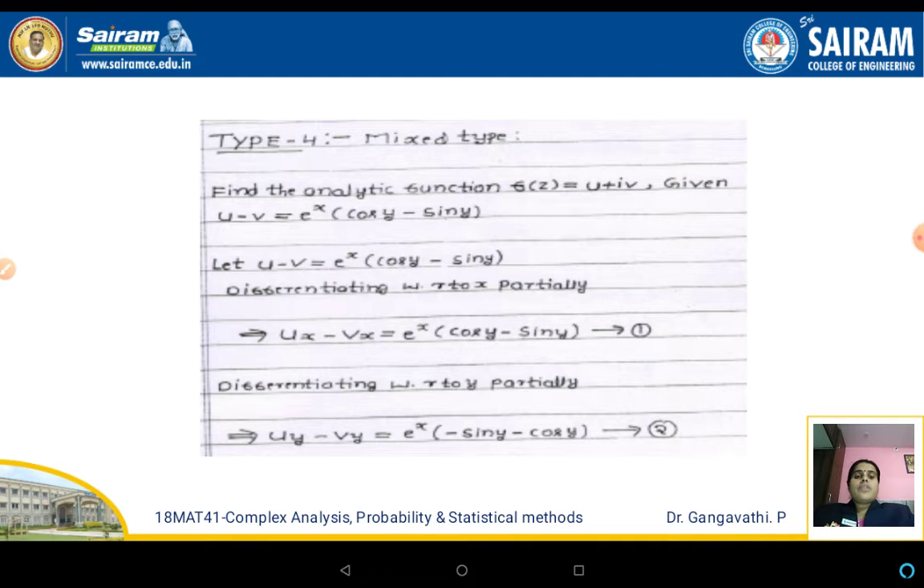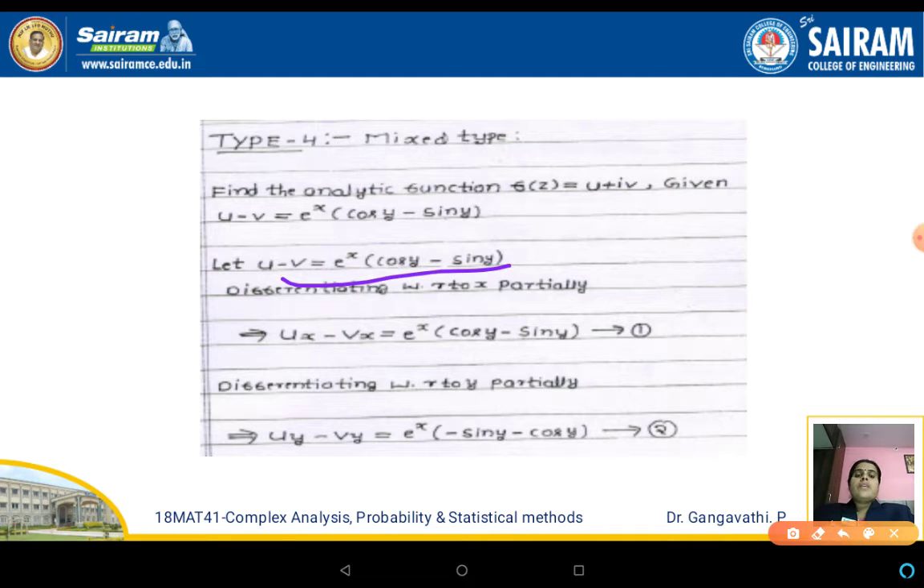Find the analytic function f of z is equal to u plus iv, given u minus v is equal to e to the power of x into cos y minus sin y. So this is the given problem, and it has asked you to find the analytic function using the given equation. So what is the given equation? Given equation is u minus v is equal to e to the power of x into cos y minus sin y.